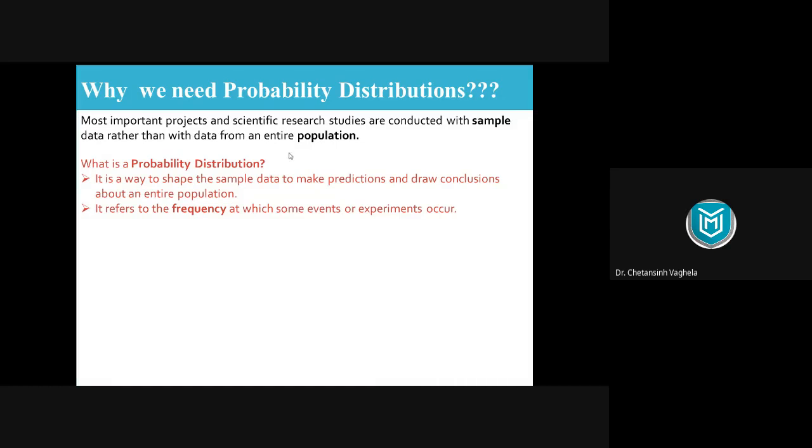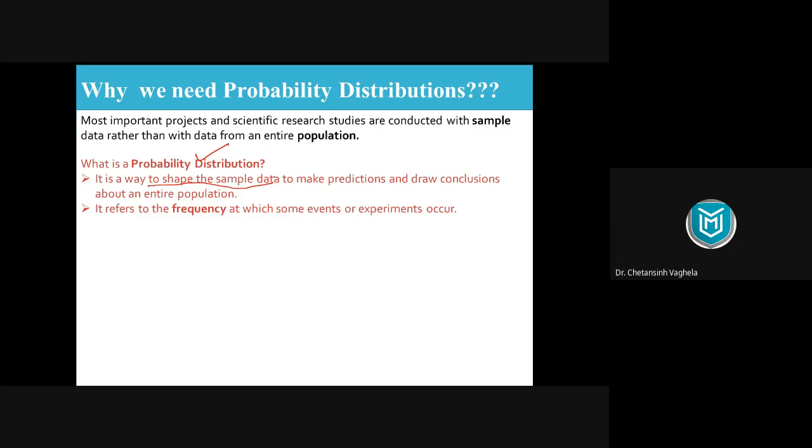What is probability distribution? अब ये बात करके मैं probability distribution की बात क्यों कर रहा हूँ? रुक जाओ. It is a way to save the sample data to make predictions and draw conclusions about the entire population. Distribution is a tool which can save the sample data. वो जो sample हमने लिया हुआ है, उस sample को identify करना पड़ेगा कि what is the nature of that particular sample. So to save the sample data, we need the probability distribution.